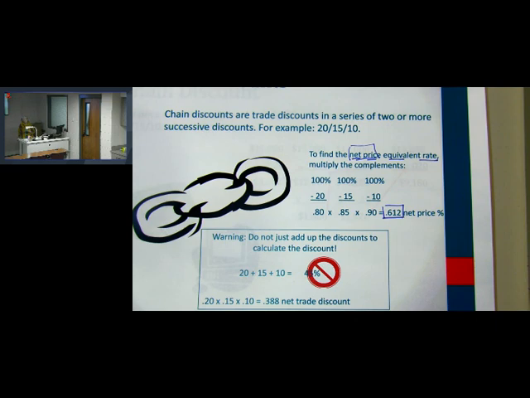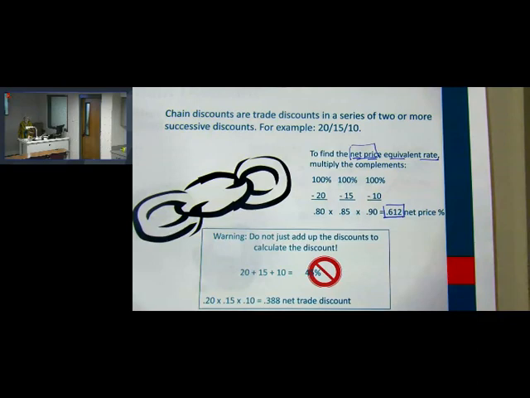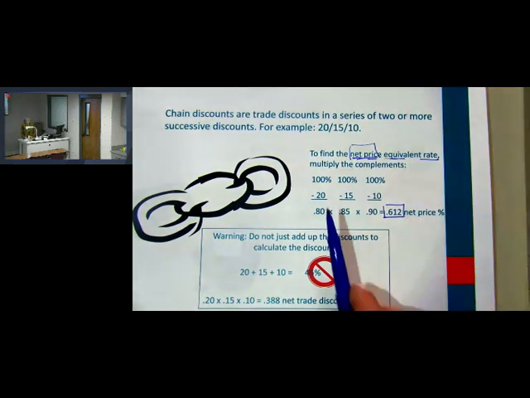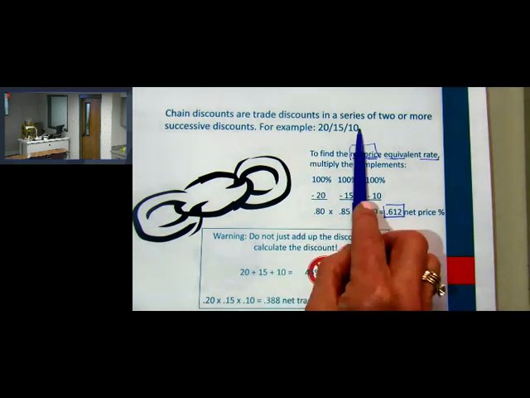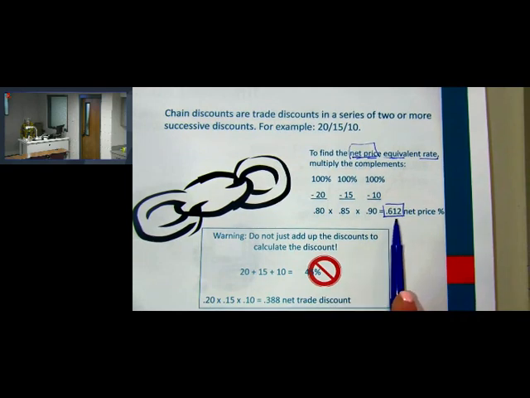So in other words, the buyer with these three discounts is not getting a 61.2 discount, but they're paying 61.2 of list. All right, that is a chain discount. So once again, the net price equivalent rate is the complements of your chain multiplied together, and when you get this rate and you multiply it by list, it'll give you net price.